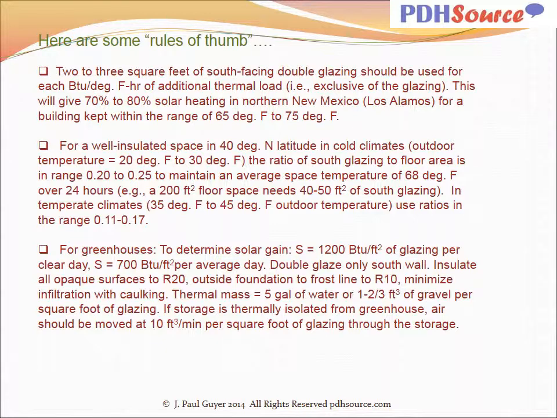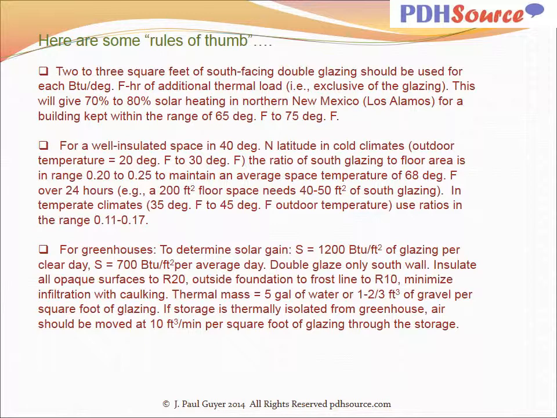For a well-insulated space at 40 degrees north latitude in cold climates, with outdoor temperature 20 to 30 degrees Fahrenheit, the ratio of south glazing to floor area is in the range of 0.20 to 0.25 to maintain an average space temperature of 68 degrees over 24 hours. A 200 square foot floor space needs 40 to 50 square feet of south glazing. In temperate climates of 35 to 45 degrees Fahrenheit outdoor temperature, use ratios in the range of 0.11 to 0.17.